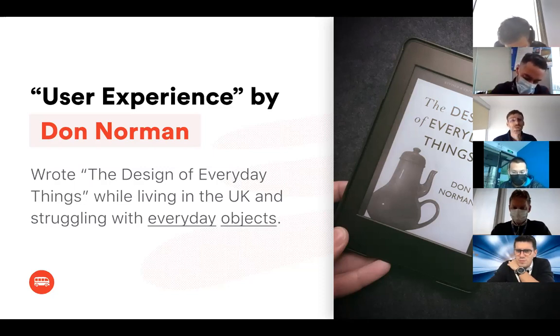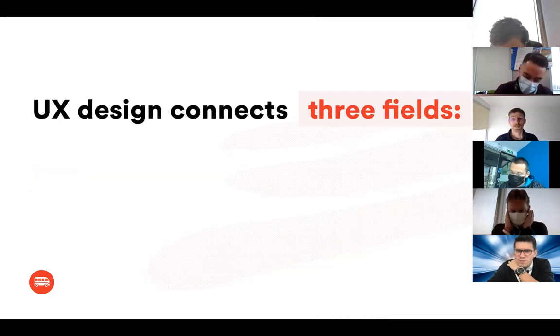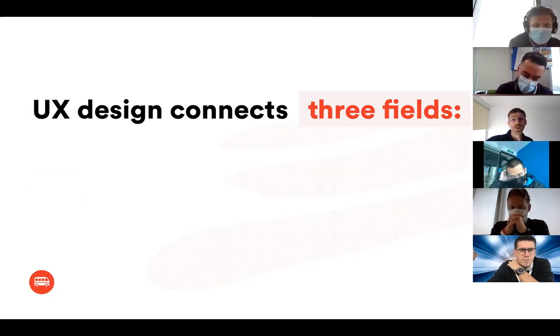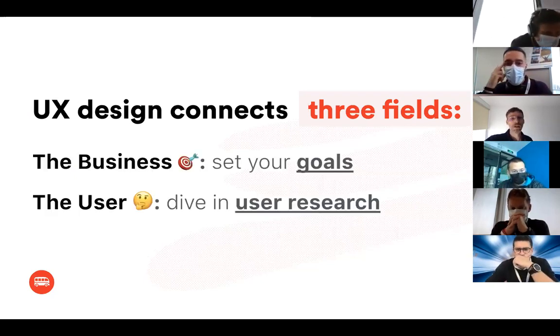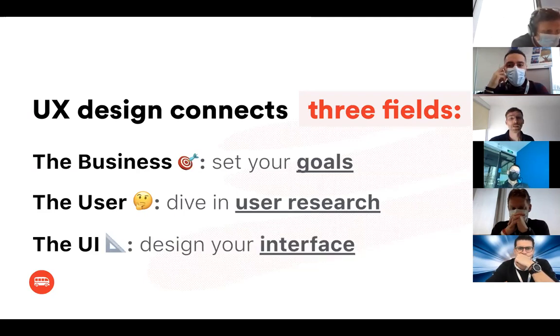So that's it for the Norman, and the user experience design also connects with 3 fields, one of which is the business. So the business is where you set your goals. The user is where you do the user research, and then finally you go on and design an interface. So we're going to talk about these 3 fields.